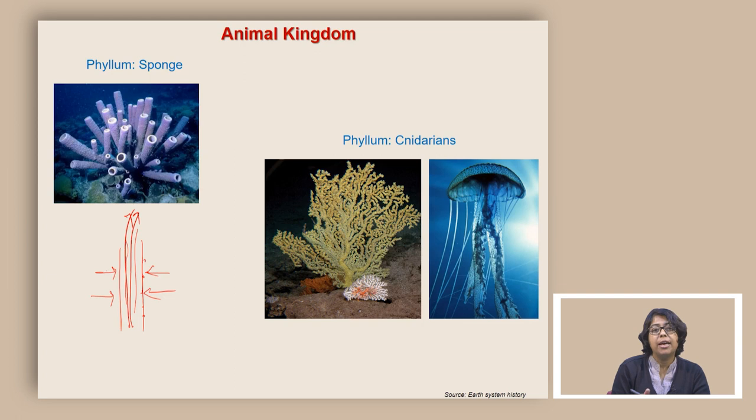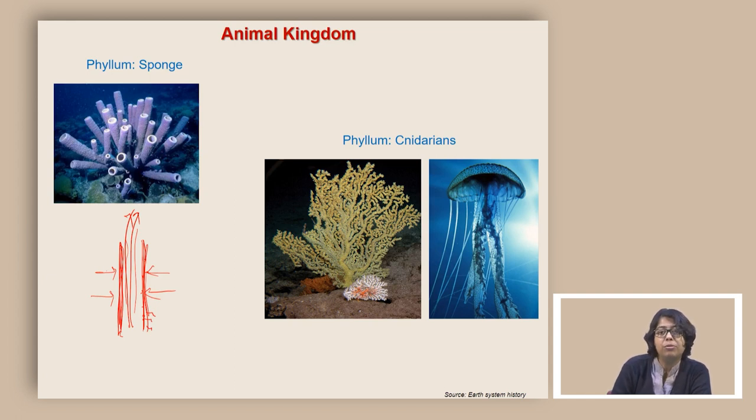The sponges can have a structure which has an exoskeleton, and this structure can be made up of silica or glass, and therefore you can have parts of these things getting into the fossil record, and that's how we recognize the sponges.